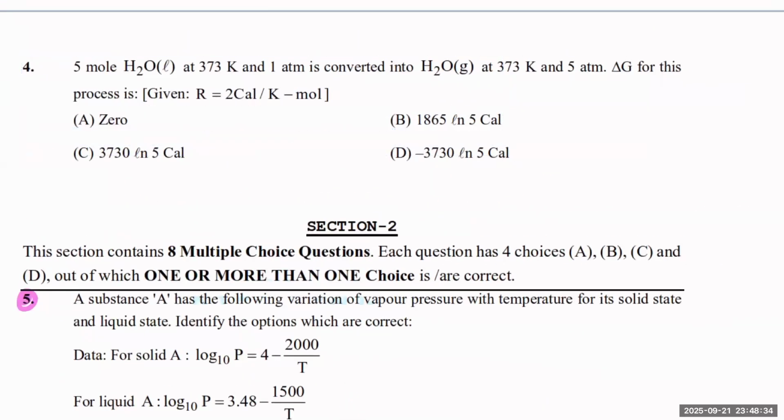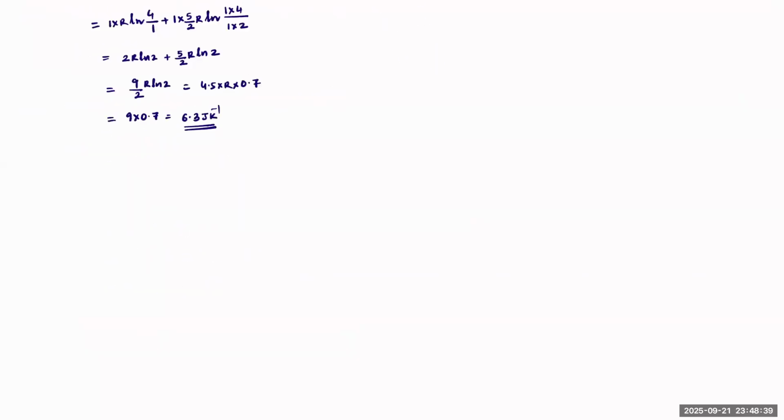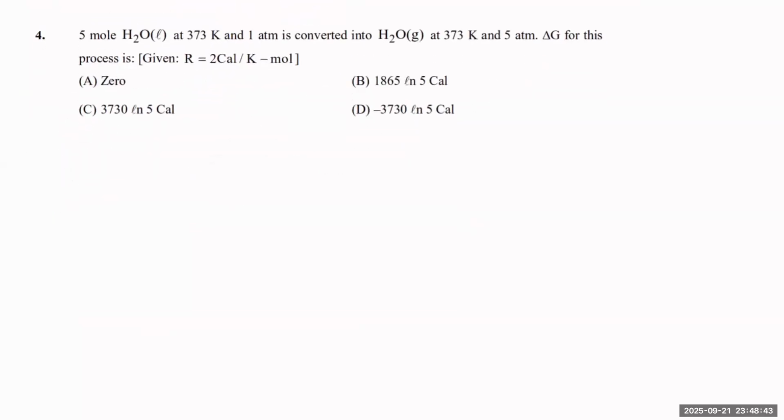Let's try this one. 5 moles of H2O at 373 kelvins and 1 atm is converted into H2O at 373 kelvins and 5 atm. Delta G for this process is how much?